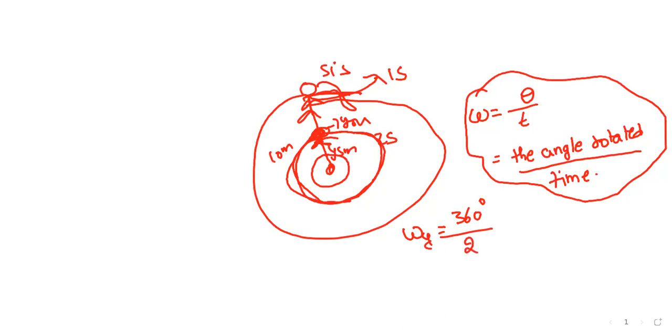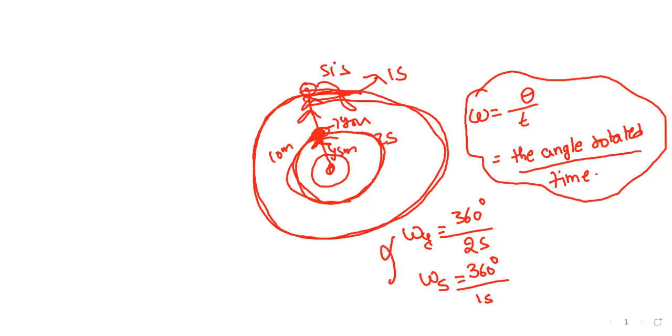Now what is the angle covered by your sister? She came back to the same position. What is the angle covered by your sister? 360. Yeah, because she also successfully completed a whole revolution and came back to the same position, so she also covered 360 degrees. And what's the time taken by her? 1 second.